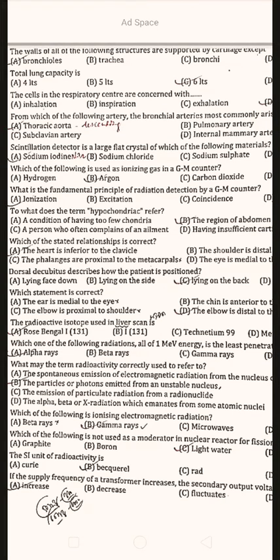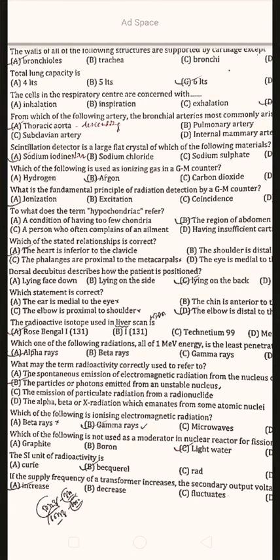Which of the following is used as the ionization gas in a GM counter? Argon is used in the GM counter. Then the next question: what is the fundamental principle of radiation detection by the GM counter? Ionization. The GM counter is actually a measurement of radiation.